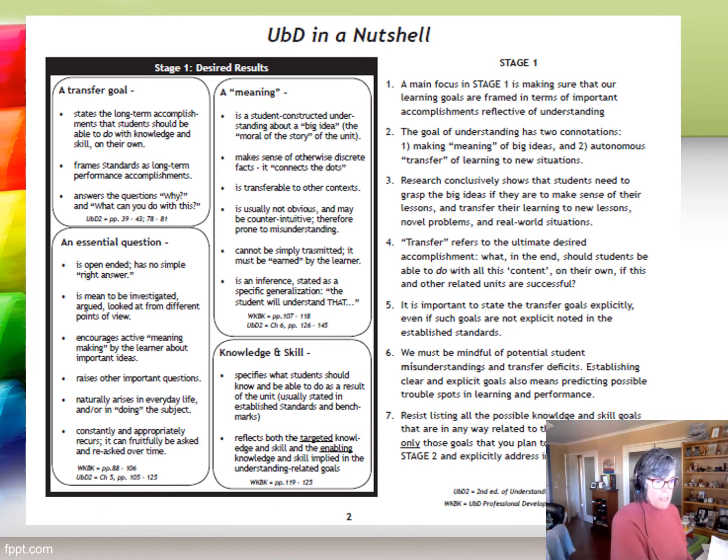We need to be explicit in our learning goals. And a key point down here, number 7, there's an enormous amount of learning goals that we can have for a unit. We need to only list the goals that we are specifically teaching content around and specifically assessing.